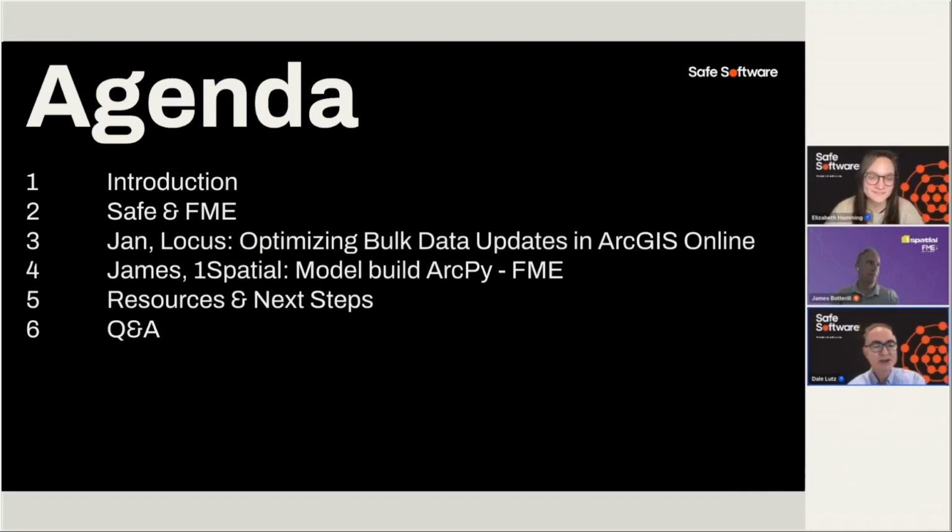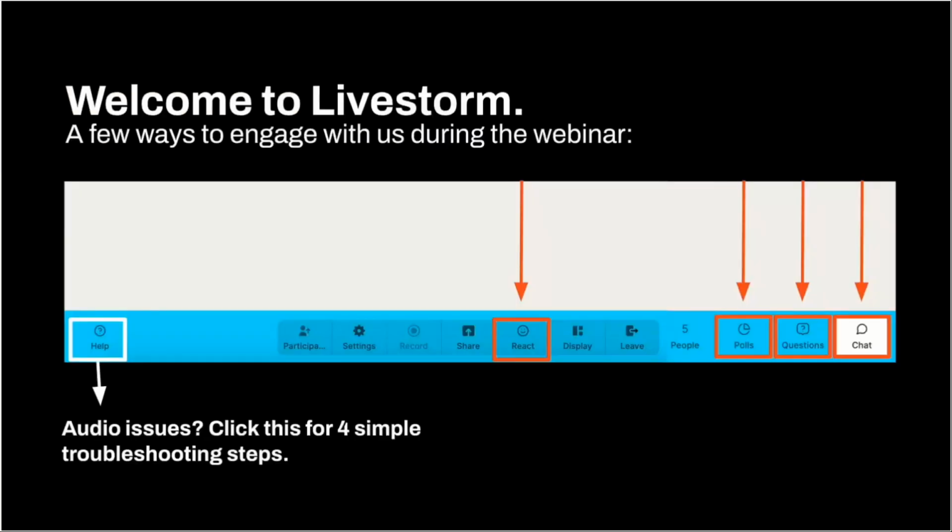By way of introduction, we've got a nice agenda for you. We'll talk a little bit about us, Safe Software, then we'll hand it off to Jan Roggisch of Locus in New Zealand, who's going to talk to us about doing bulk data updates in ArcGIS Online and some of the efficiencies that were gained there. Then we're going to go to Australia, where James Botterill is going to talk to us about using ModelBuilder ArcPy within FME, which is a topic that I know I've personally been interested in for a very long time, and I'm really glad James is able to share this with us today. And we'll finish up with a bunch of Q&A, and along the journey, please ask questions. There's a bunch of us standing by to answer.